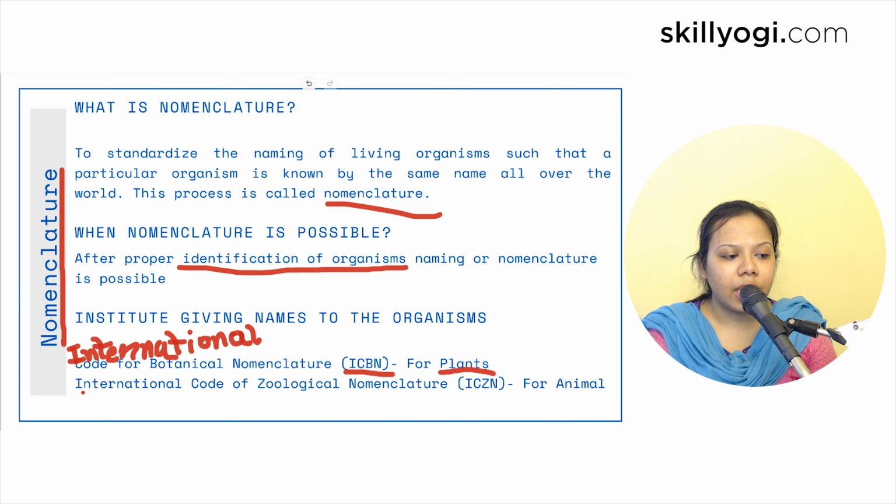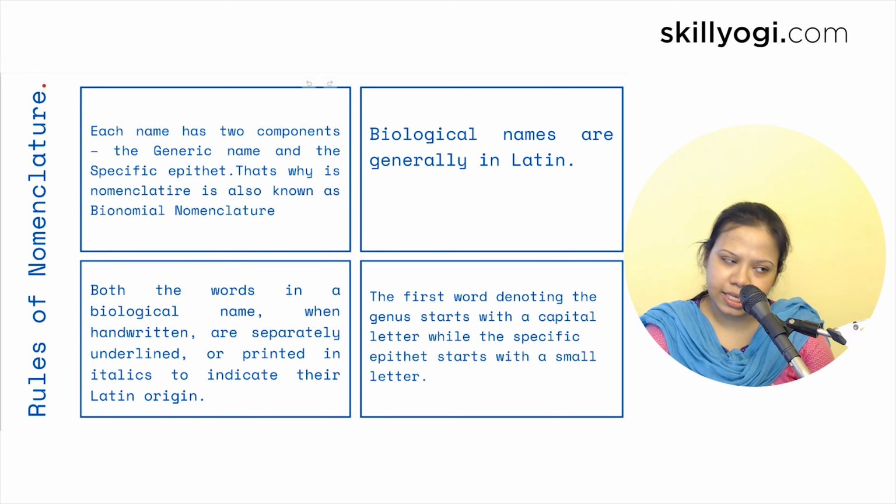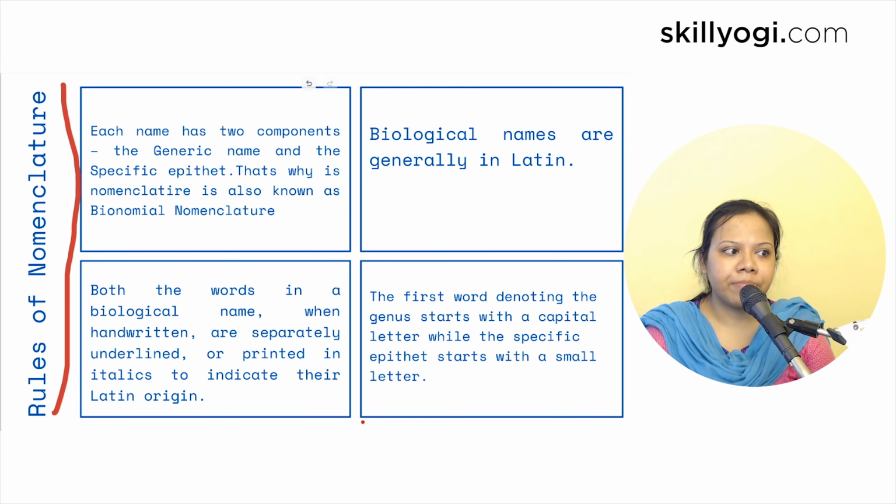And the next one is the International Code for Zoological Nomenclature, that is ICZN. It gives names to the animal species. There are some rules we follow when we nomenclate any species. This is known as the rules of nomenclature. Okay, so there are 4 points: number 1, number 2, number 3 and number 4.